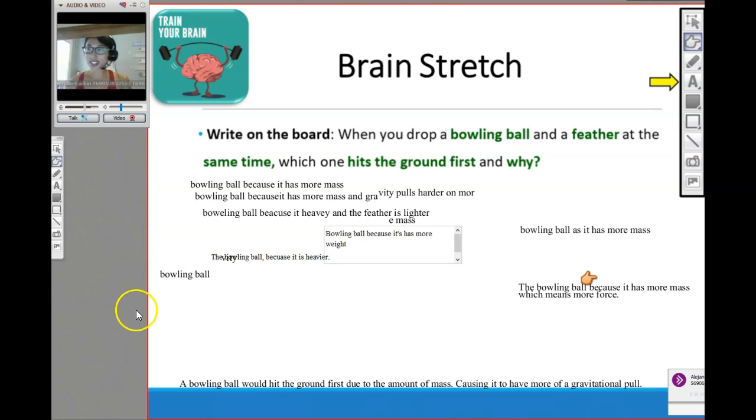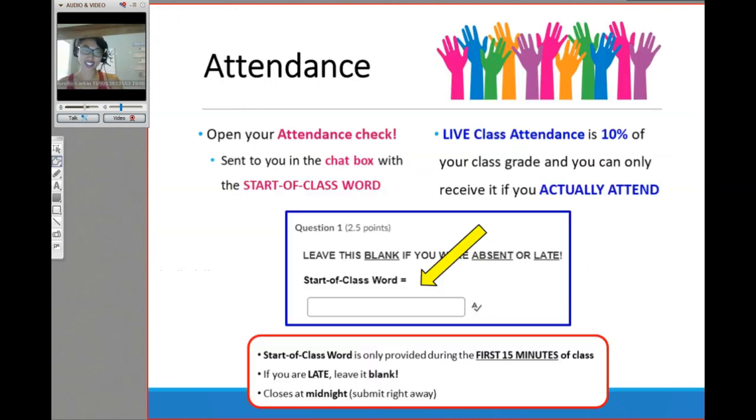So let's go ahead and get started. We're going to learn today which one will hit the ground first, which again might seem obvious to you, but it's a really important concept in our class today.